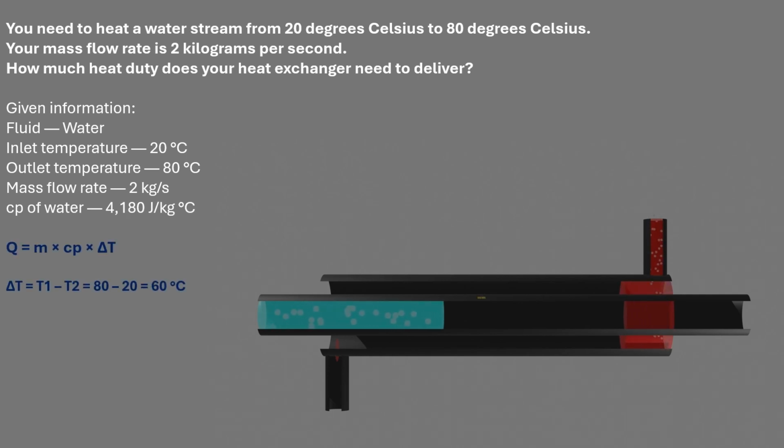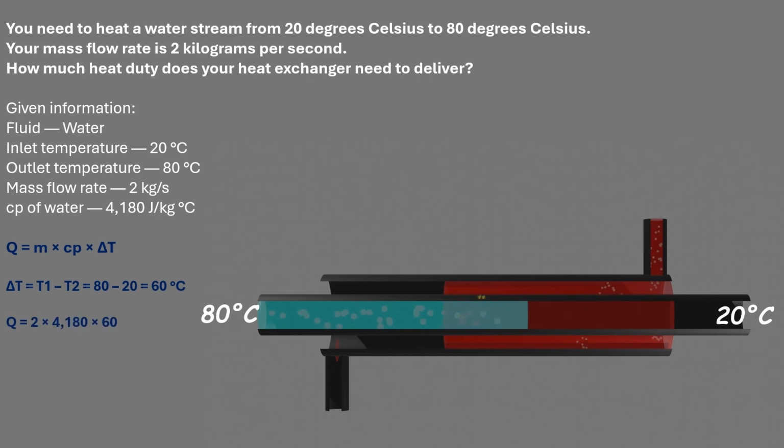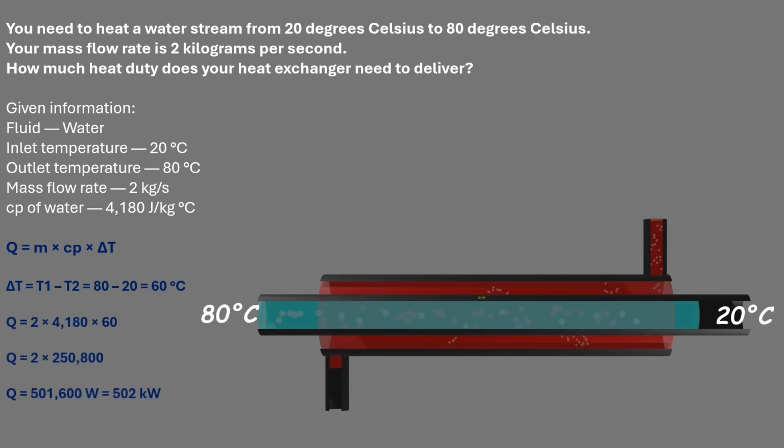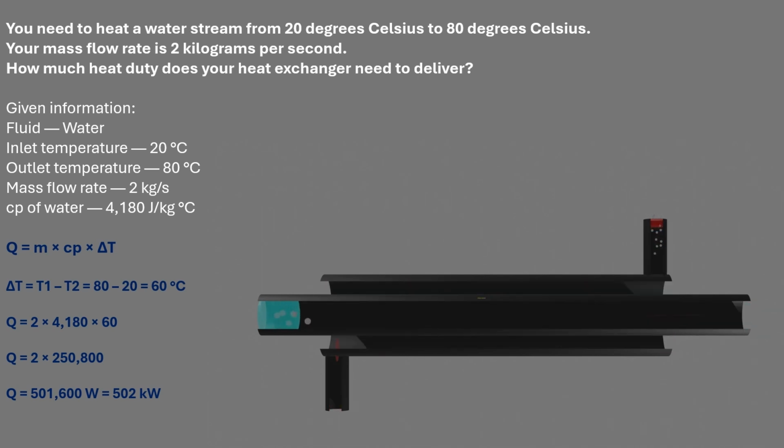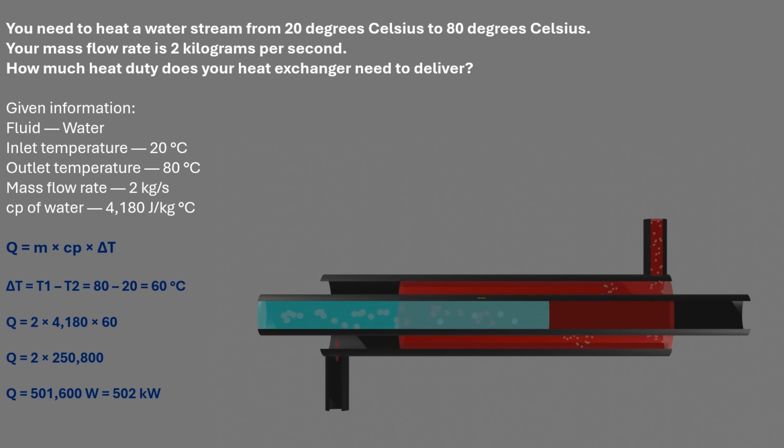Step 1. Calculate the temperature difference, which is 60 degrees Celsius. Step 2. Substitute everything into the heat capacity equation. This gives you a heat duty of 501,600 watts, or approximately 502 kilowatts. That is the heat duty your heat exchanger must deliver to raise this water stream from 20 to 80 degrees Celsius.